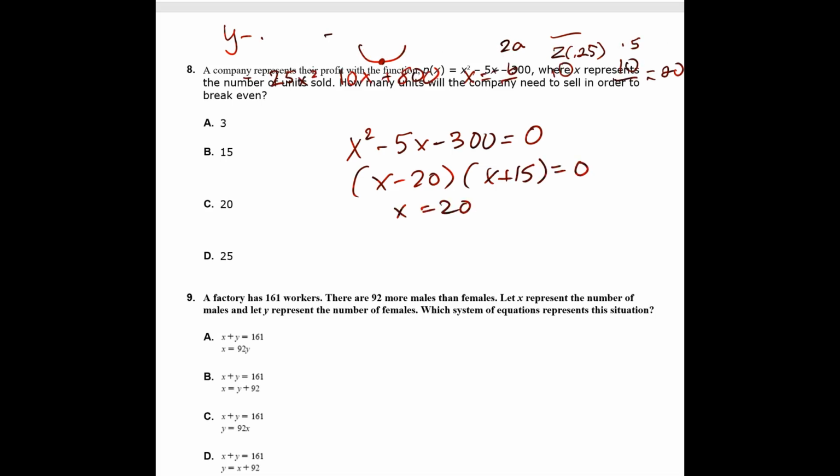It's shifting more. Y'all see this mess? And x is equal to negative 15. Well, we know it can't be negative 15 units, so number 8 has to be C.